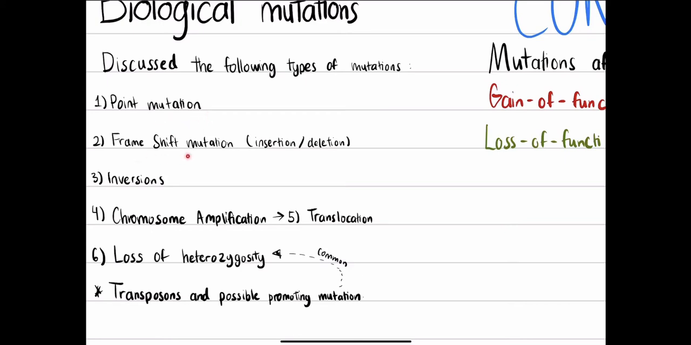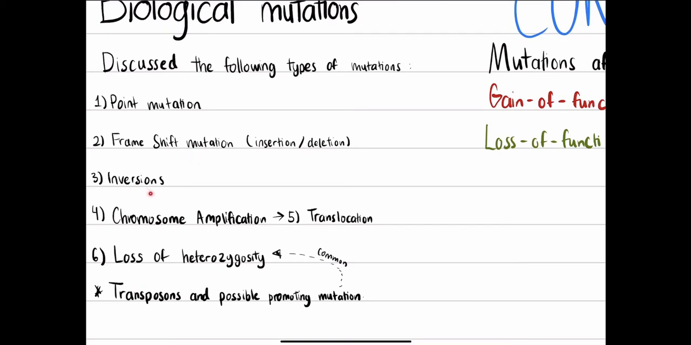And we have a frameshift mutation, which is caused by the insertion or deletion of a nucleotide or a series of nucleotides. And remember, if we have 3 nucleotides being added or deleted, it's not a frameshift mutation. And the reason being, just go look it up on the different video, you'll get it.